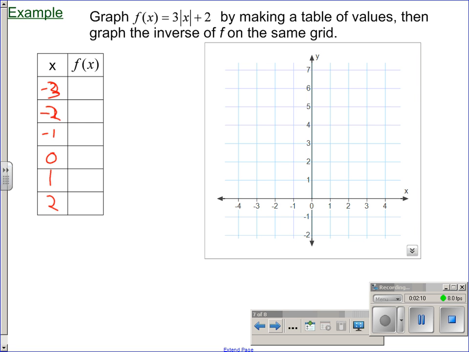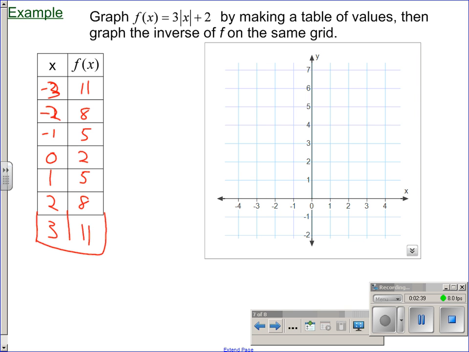So when we plug in -3 for x, our absolute value makes that positive, so we got 9, 11. All right, -2, that becomes +2 times 3 is 6, 8. -1, that becomes 1, 3, 5. When we plug in 0, we get 2. When we plug in 1, back to 5. When we go to 2, 6, back up to 8. And I'll just throw in this one, you'll get 11.